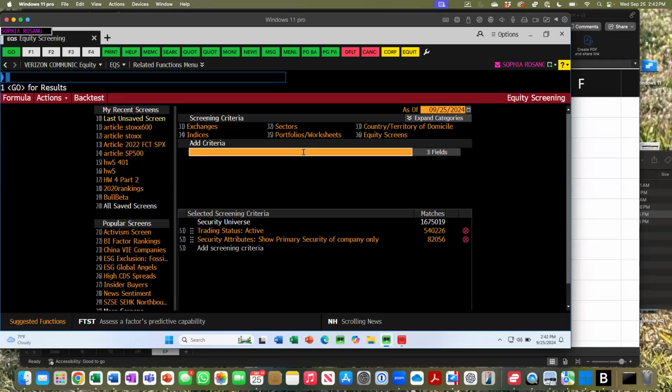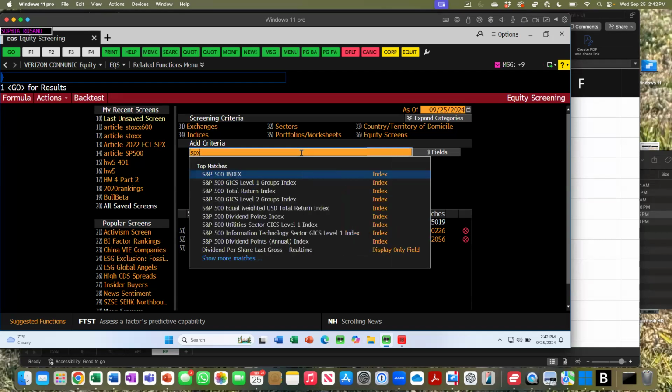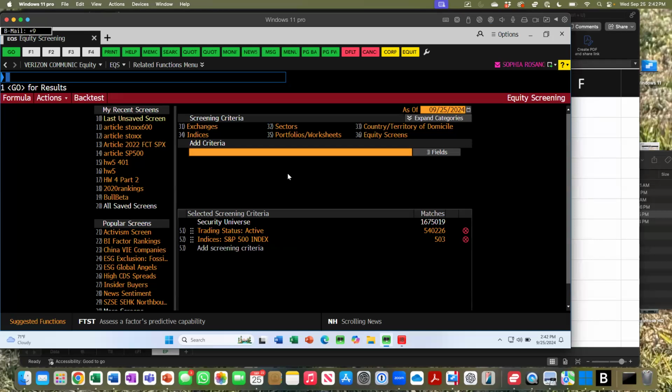So your second part of the homework 5 is what we're going to do is we're going to take the S&P 500. So it says add criteria. SPX is the S&P 500. We're going to hit enter. And we're going to basically take 1.67 million companies and we're going to bring it down to 500. Right? Now it says 503 companies. Like, I thought the S&P 500 had 500 companies.